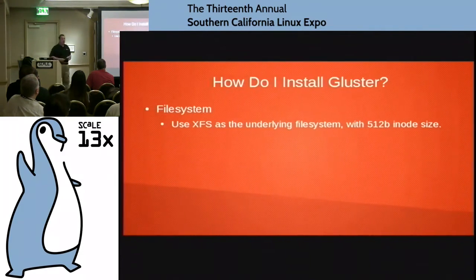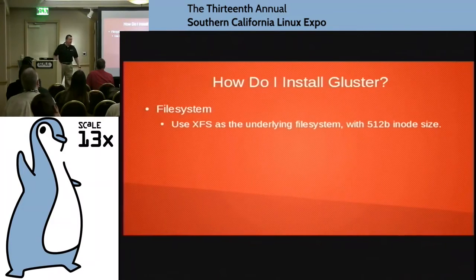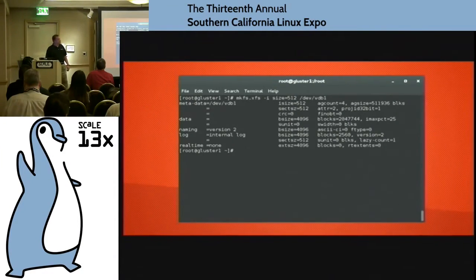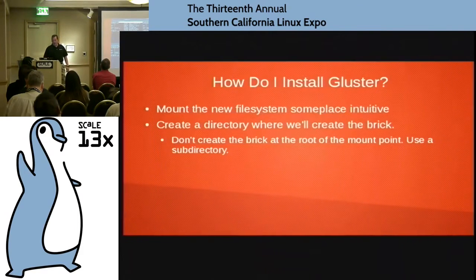Then we're going to make a file system on it. We do recommend that you use XFS. XFS is very flexible. It handles a whole lot of little files pretty well, but it also handles big files pretty well. So it's kind of the least evil of the Linux file systems when you have a really varied potential workload. So we use XFS as the underlying file system with 512-byte inode size. The way you do that is mkfs.xfs -i size=512, and then whatever partition you're going to use. You guys have all done this. And I'm just demonstrating here that I did the same thing across all 4 of my nodes. So now I have 4 XFS volumes, or 4 XFS-formatted drives.